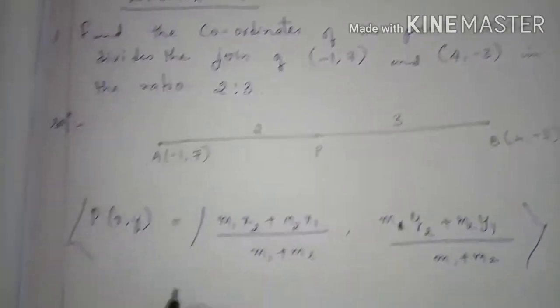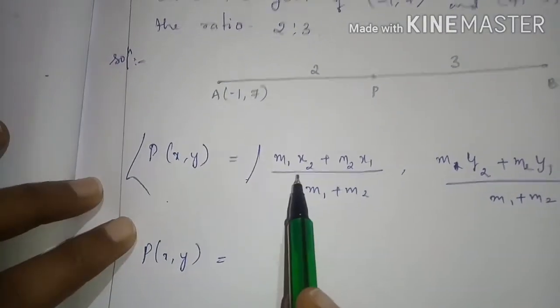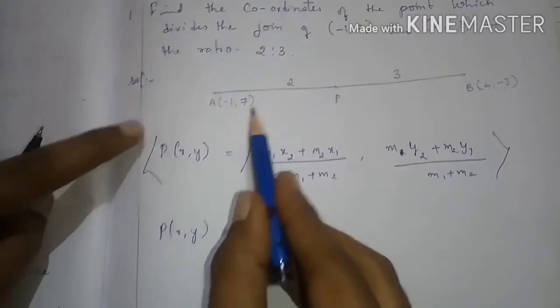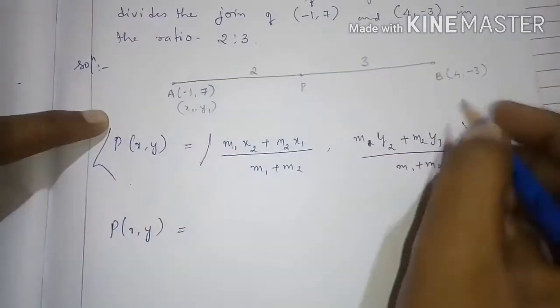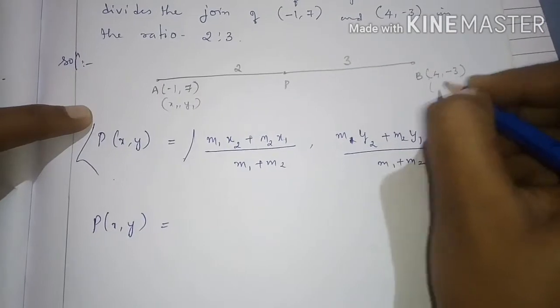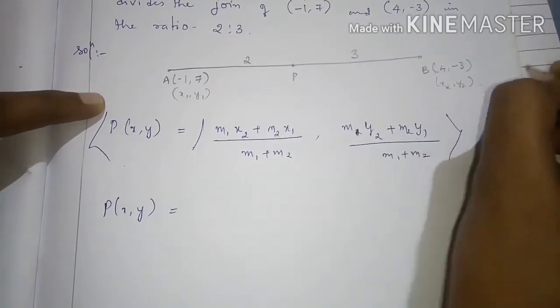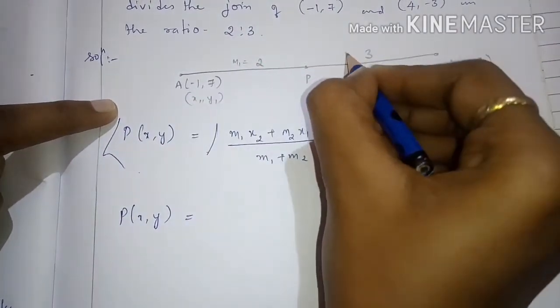Now P of x, y equals m1 and so on. The first point will be considered as x1, y1, similarly to how you solved in the distance formula. The second point will be considered as x2, y2. Then this is m1, this is m2.